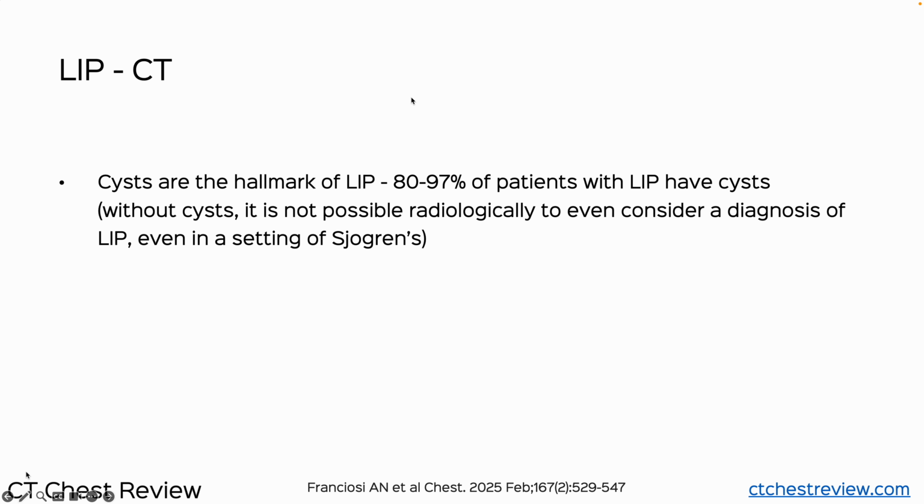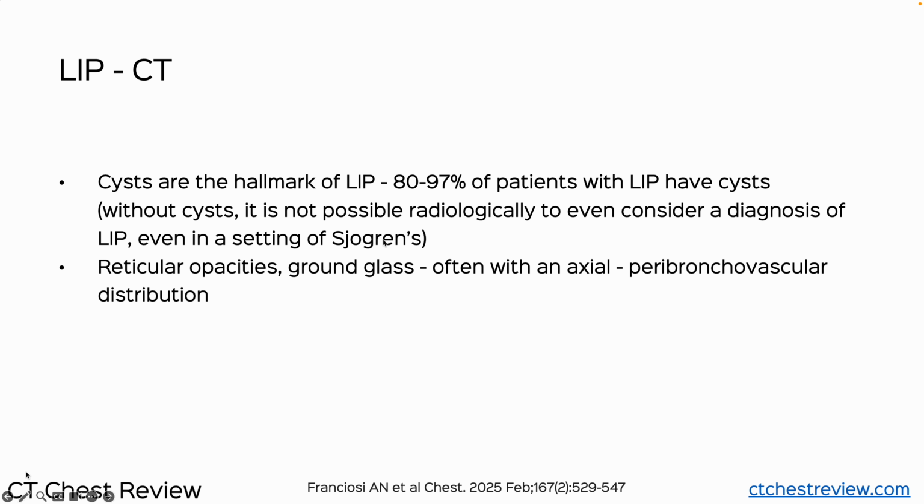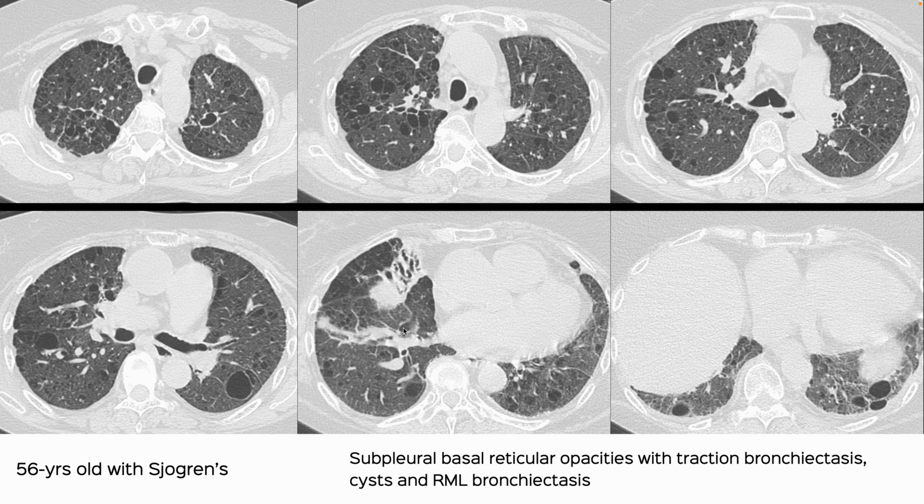On CT, cysts are the hallmark, and the vast majority of patients with LIP have cysts. Please understand that when we are reading cases, it is not possible to diagnose LIP if the scan doesn't show cysts, because you can have LIP without cysts pathologically, but there is nothing on a CT that will allow us to make that diagnosis. So we get reticular opacities and ground glass, often with a peribronchovascular or axial distribution, with traction bronchiectasis, and then cysts, and you may have centrilobular nodules as well.